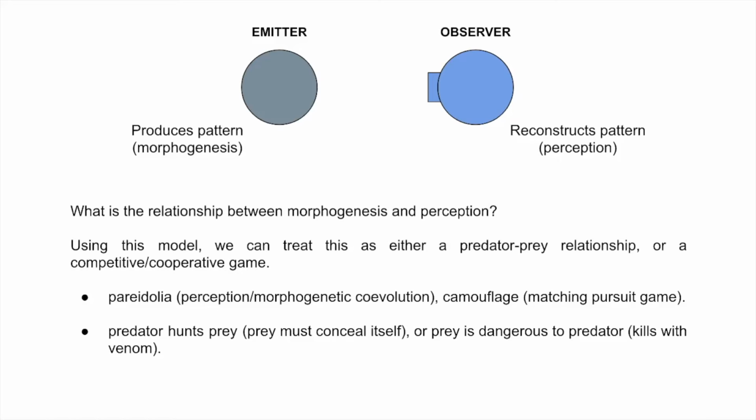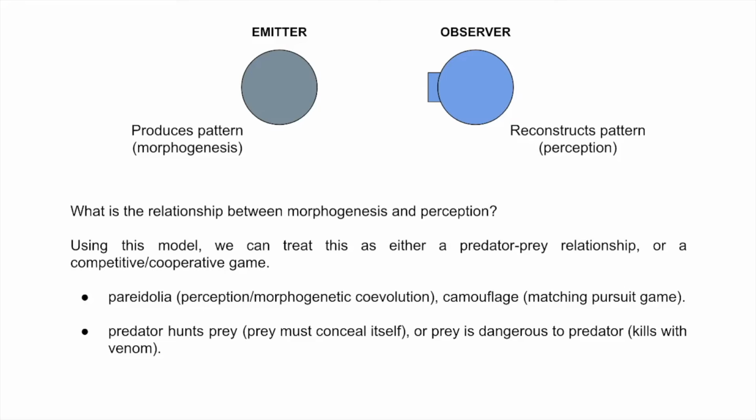If you have, for example, an ontogenetic agent that forms stripes, and they're doing it to avoid prey or some other reason, or to avoid predators, then what's the relationship between the predator and the prey? That's what we're trying to ask here, one of the possible questions we could ask. Using this model, we can treat this as either a predator-prey relationship or a competitive or cooperative game, depending on what relationship the observer and emitter have.